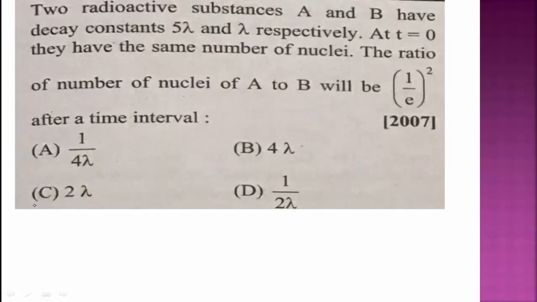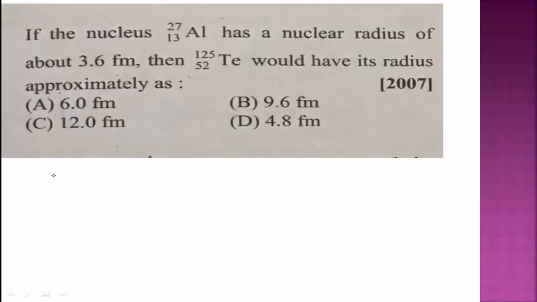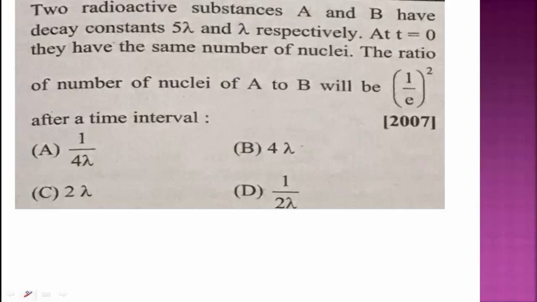Here are the radioactive substances A and B. For A, K1 is equal to 5 lambda and K2 is equal to lambda only. For this substance A, it is 5 lambda. For the substance B, it is lambda only. When time t is equal to 0.